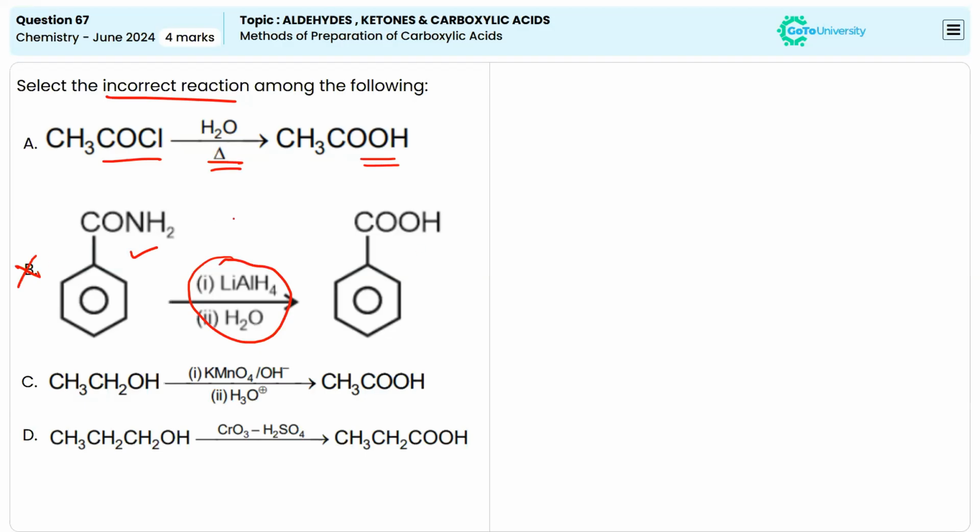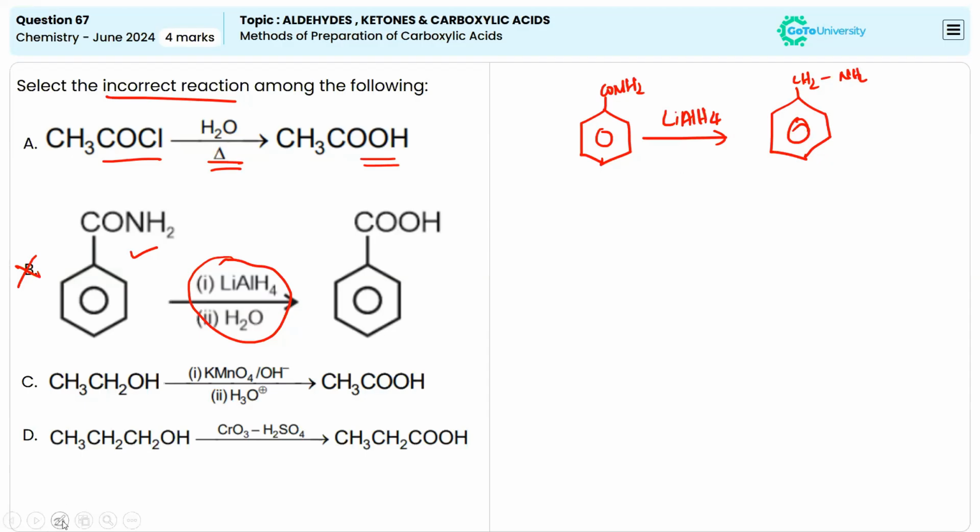This reaction is not possible because when the amide, that is CONH2, reacts with lithium aluminum hydride, which is a strong reducing agent, the amide group will convert into a CH2NH2 group. The CO group converts into CH2 and the NH2 group is still there. So this is the product obtained here, not the carboxylic acid. So the incorrect conversion is option B, because the CONH2 group is converting into a CH2NH2 group.